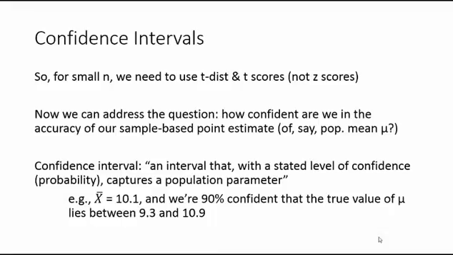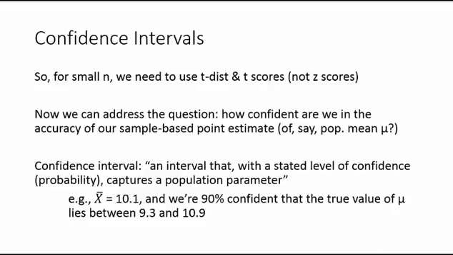So we know we need to use a t-distribution and t-scores instead of the z-scores in the standard normal for small sample sizes. Now we can address this question: how confident are we in the accuracy of our sample-based point estimate of, and we're going to stick with population means, so mu. So this is where the confidence interval comes into play.